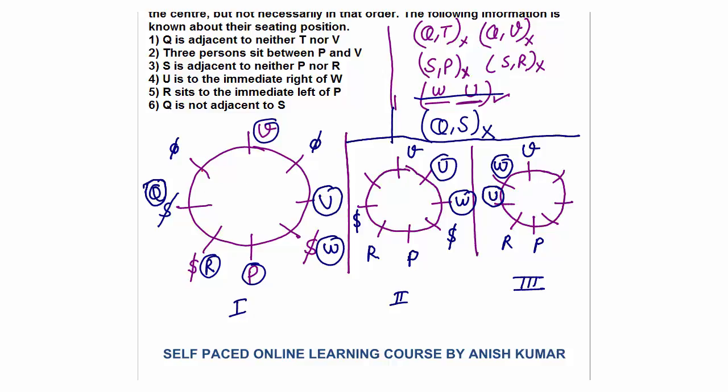Now Q and S are also not together, so S will not come here. So S will come definitely here at this place. This is the position of S, and the remaining person will sit at this place. So the first diagram we have filled. So this will be the position of T.